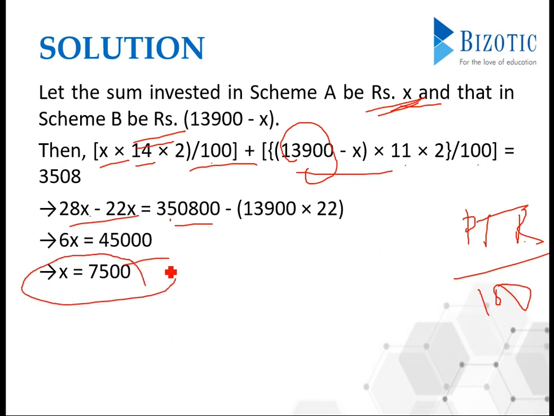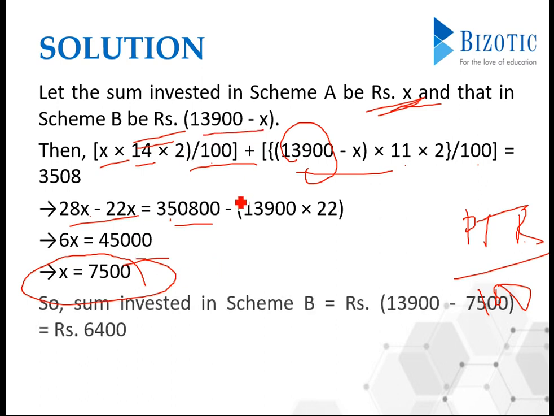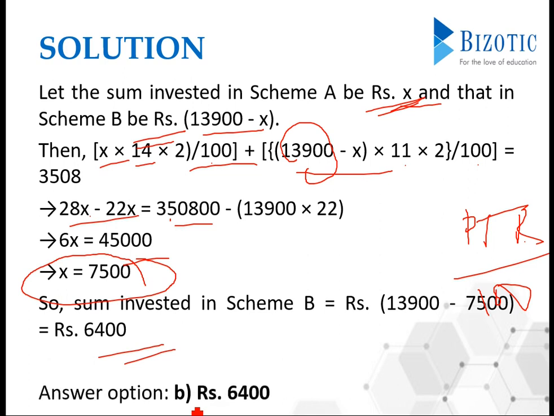Now X is the amount invested in scheme A, but we need amount invested in scheme B. So what do we do? 13,900 minus 7,500. So 6,400 was the amount invested in scheme B, which gives us the right answer, option 6.4k, option B. I hope this is clear.